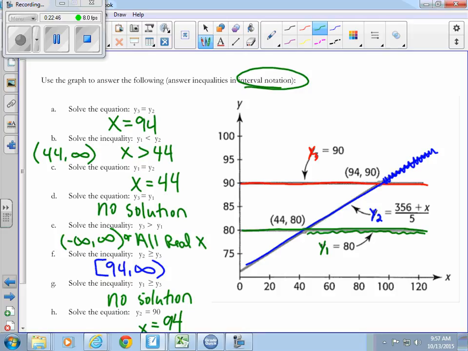Equal y1. But y3 is this red one. Y1 is the green one. Do those ever intersect? So there's no solution if they don't intersect. Is that making sense?